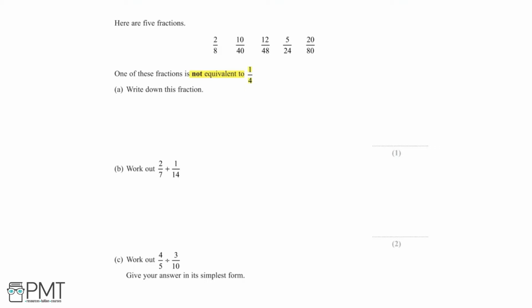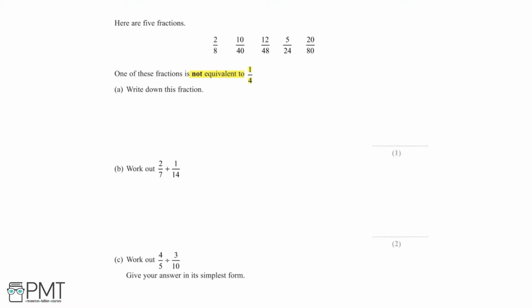Next we have 5 out of 24. When we divide the numerator by 5, we get 1, but when we divide the denominator by 5, well, 24 divided by 5 is not equal to 4, and so 5 out of 24 is not equivalent to 1 out of 4. But before we write this down, let's take a look at 20 out of 80, just to make sure that we've got the right answer.